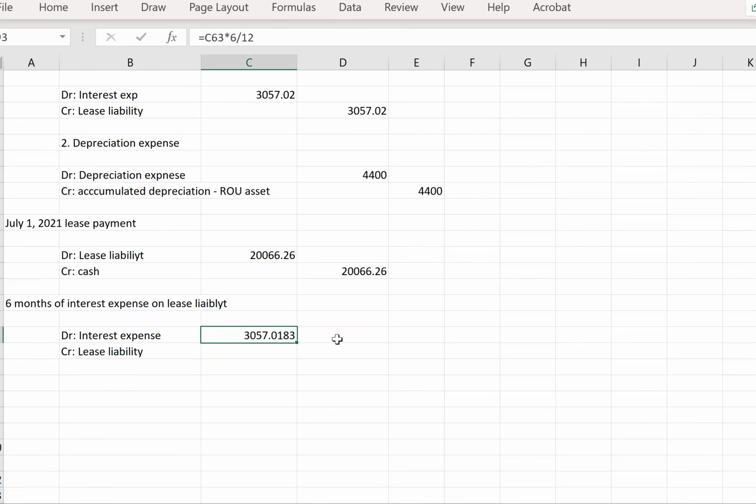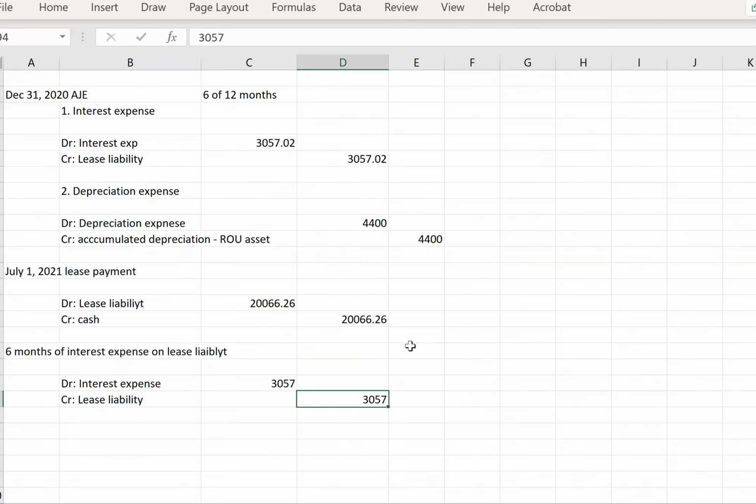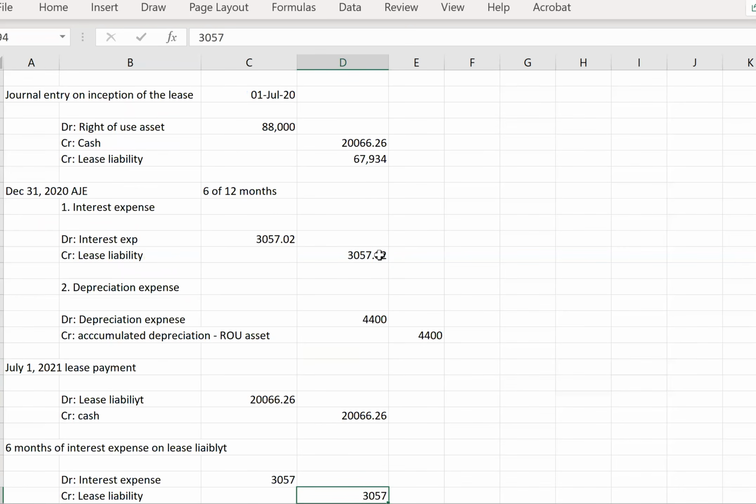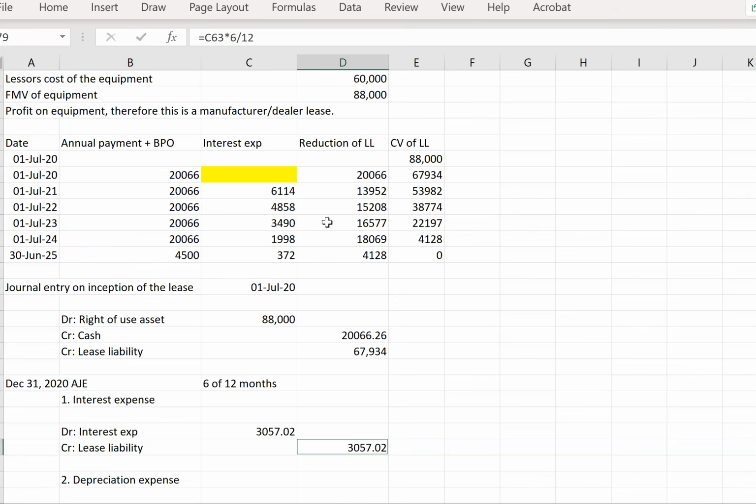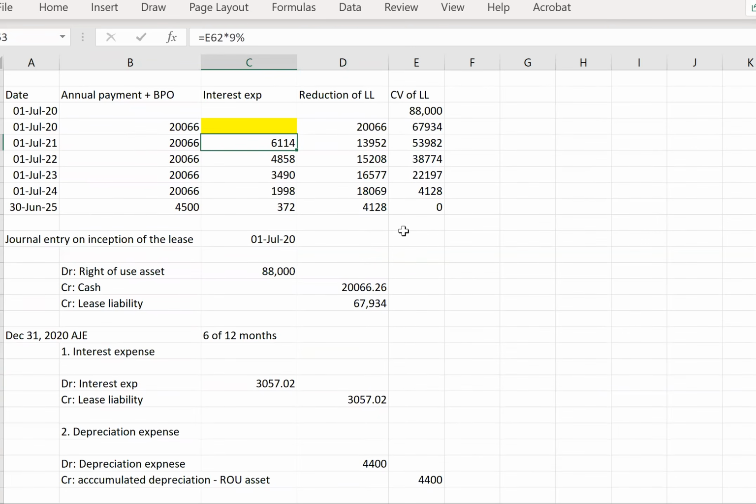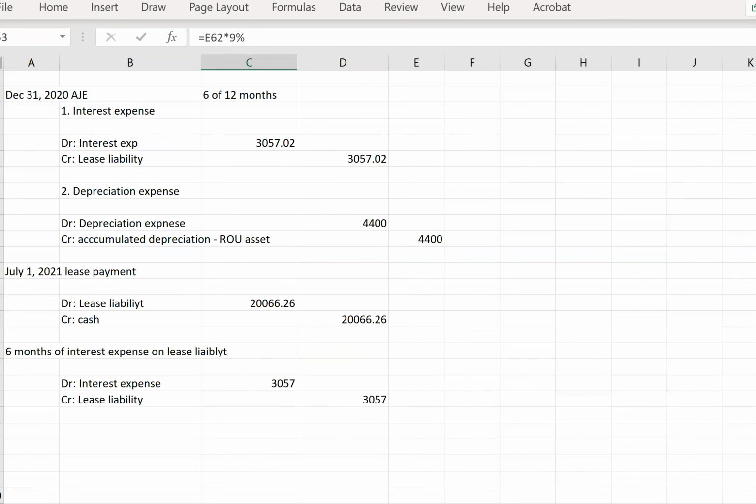So we're still going to have this 3057 running here. Let's just put this in, 3057. Okay, I'm just going to round this. So you can see now that if I sum up my lease liability change between here and here, we've got back to that 6114, which is the amount we were expecting in our interest expense schedule. So we just had to stratify this between the 2 years. For depreciation expense, we're just going to wait to adjust that at the end of the year.